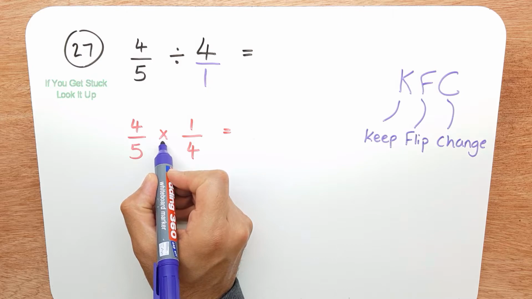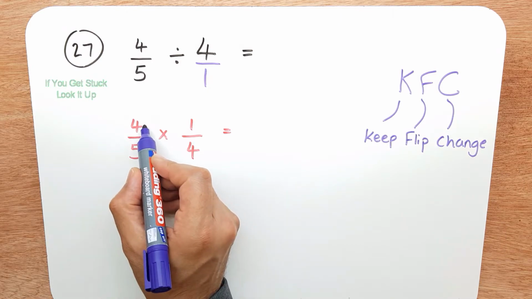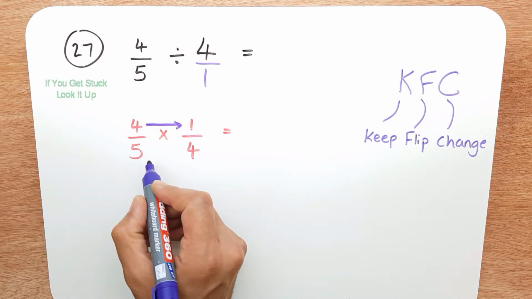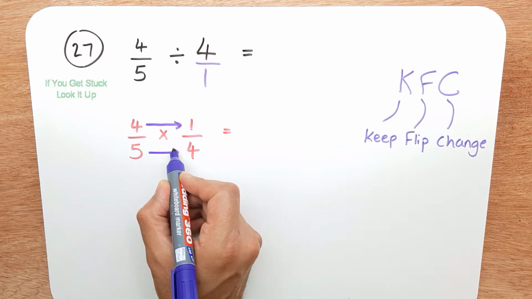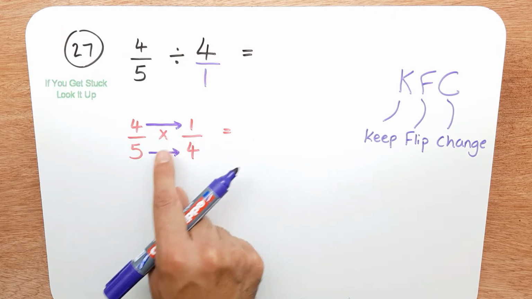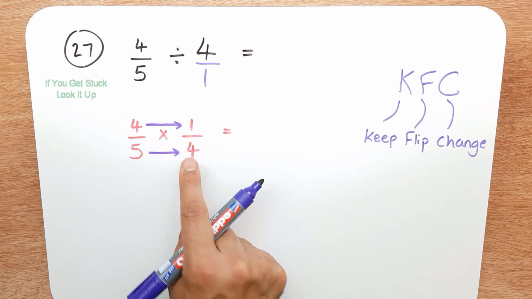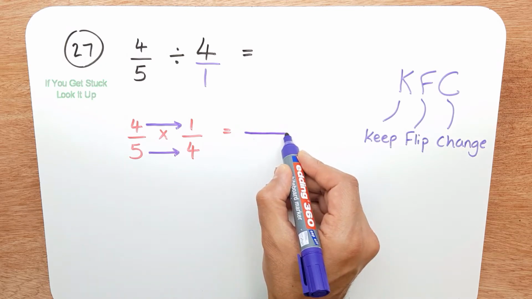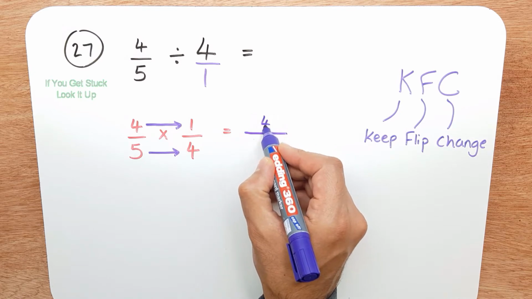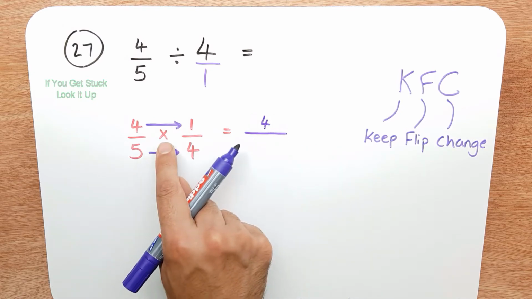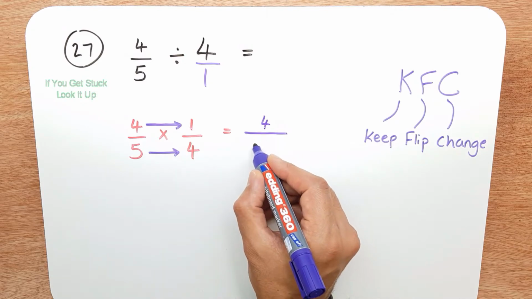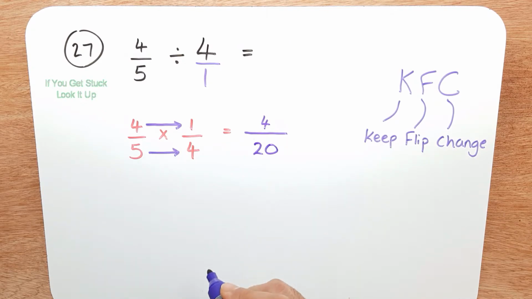And with multiplying two fractions, it's easy. It's simply multiply the numerators and multiply the denominators. So you multiply the numbers at the top and the numbers at the bottom. So we do the fraction line. 4 times 1, which is 4, and 5 times 4, which is 20.